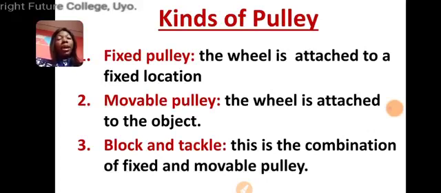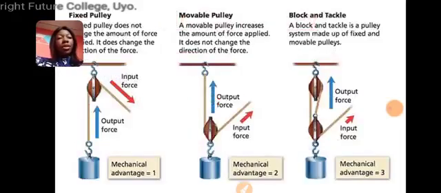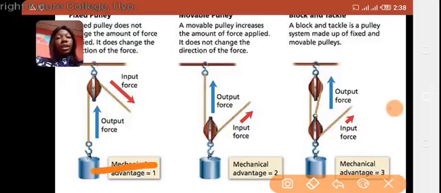So for block and tackle, how many wheels will it have? It's going to have 2 wheels. Let's see what we are talking about. Can you see the picture here? This is the object or the load, and this is the wheel, fixed in where? A fixed what? Location, attached to a fixed location. That is for fixed pulley. The wheel is attached to a fixed location.